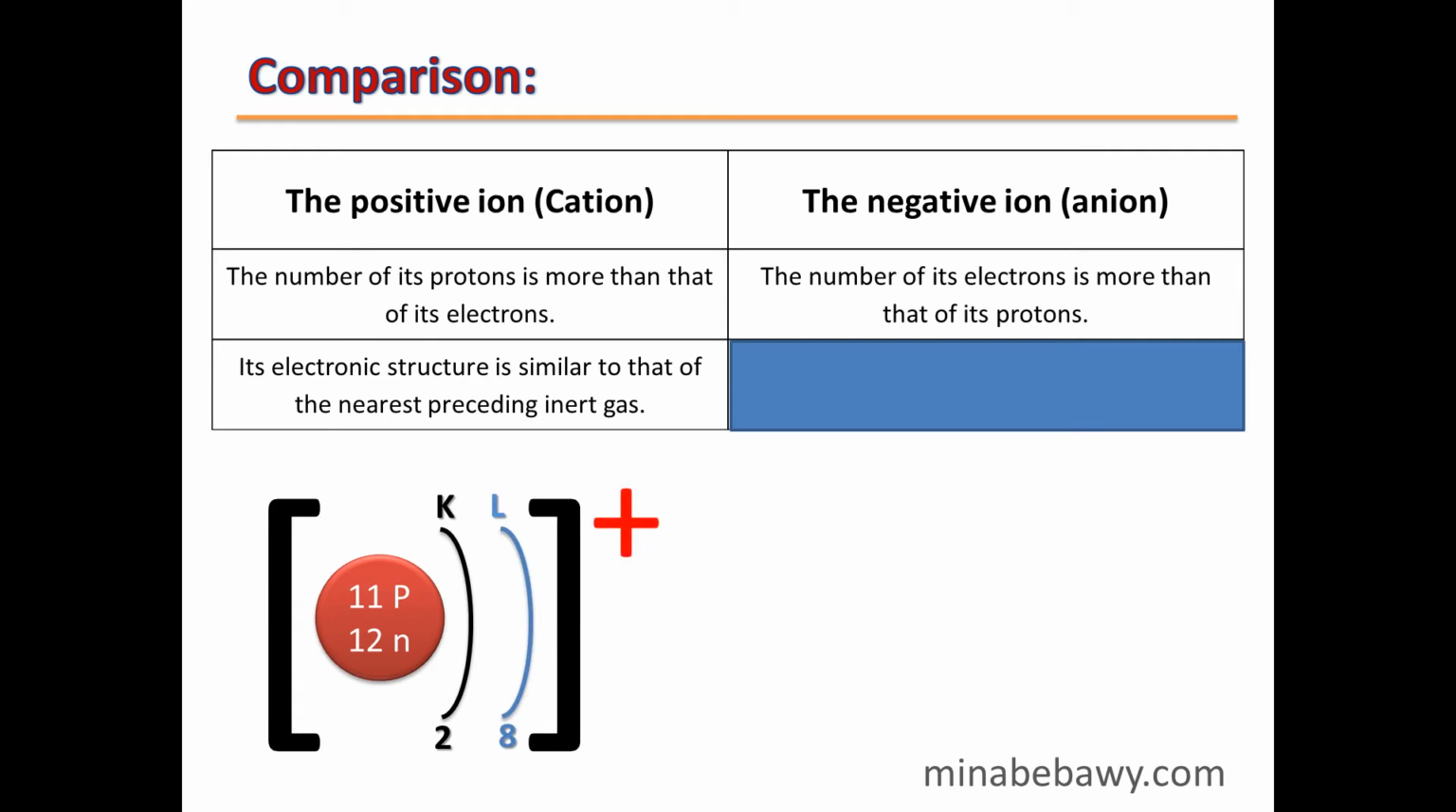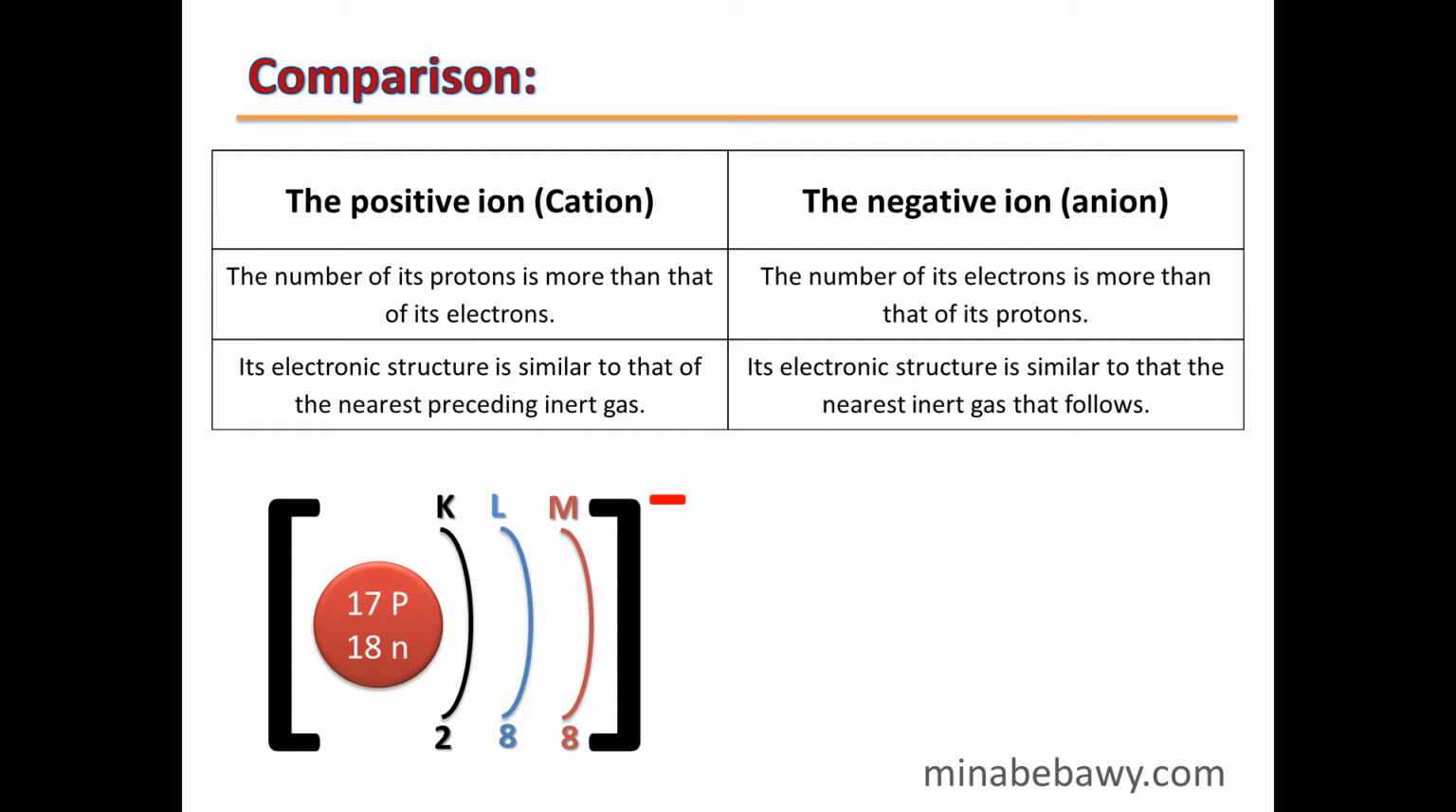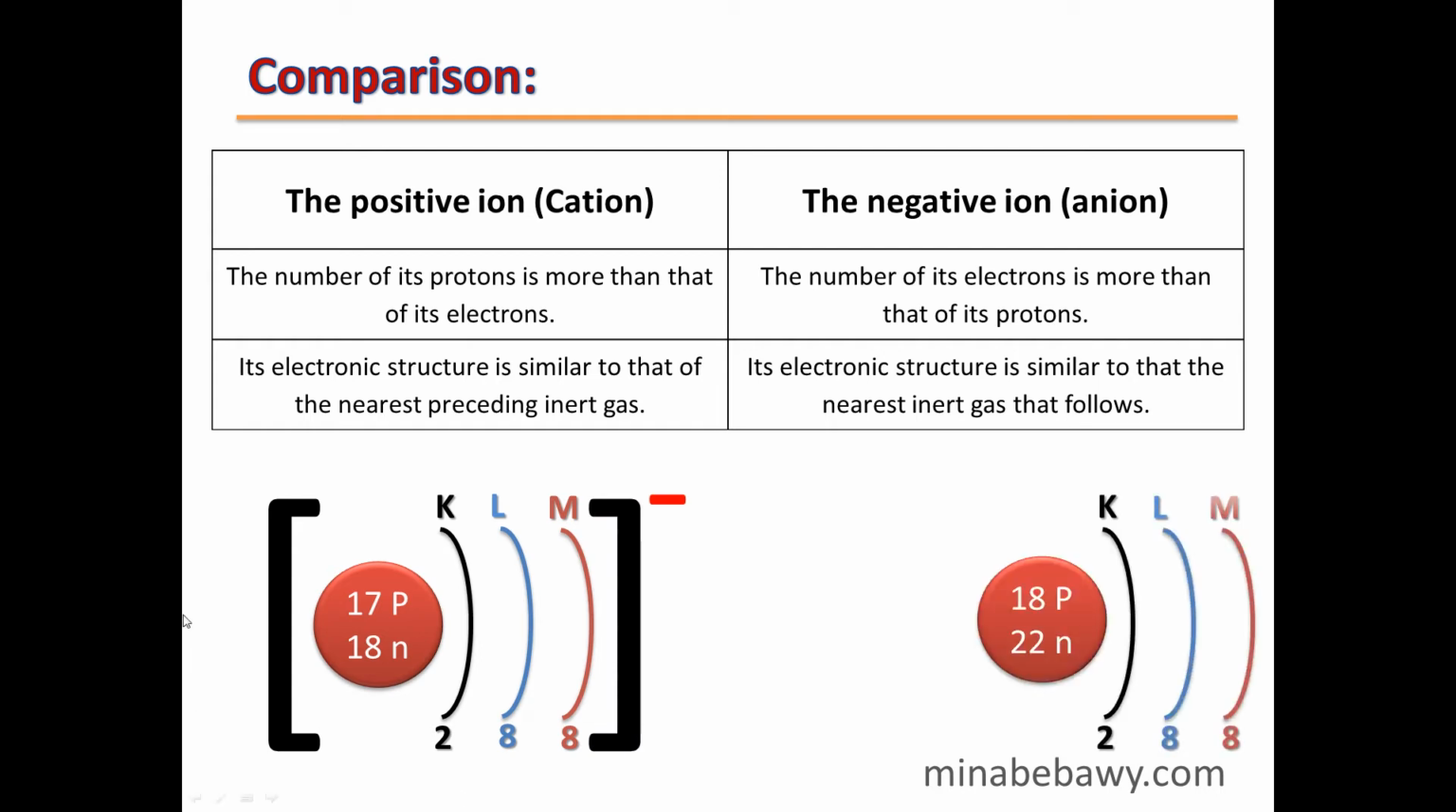Its electronic structure: this means that the electronic structure of a positive ion is similar to that of the nearest preceding inert gas. For example, the electronic configuration of the sodium ion is similar to that of neon. But for a negative ion, its electronic structure is similar to that of the nearest inert gas that follows. The structure of the chlorine negative ion is similar to that of argon.